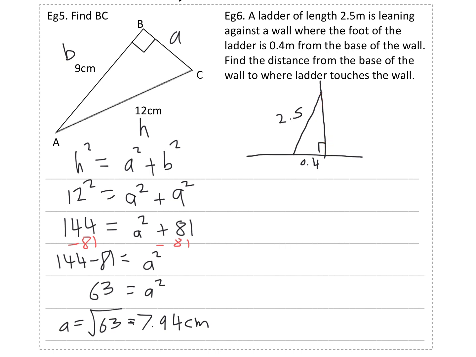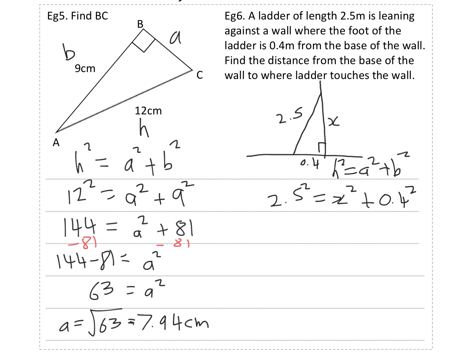We can call it A or B, or sometimes you might just want to call the unknown X. That's absolutely fine too. So we've got our formula is H squared equals A squared plus B squared. In this case, the hypotenuse is 2.5. So 2.5 squared is A squared. Well, one of these is going to be A, one is going to be B. We'll just call this one here A. So X squared, and the other one is B, 0.4 squared.